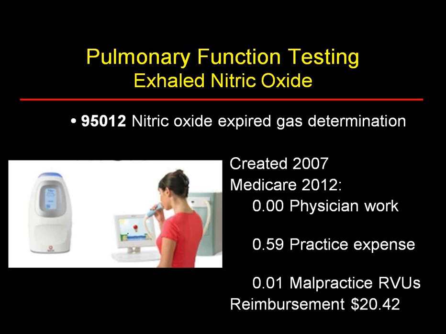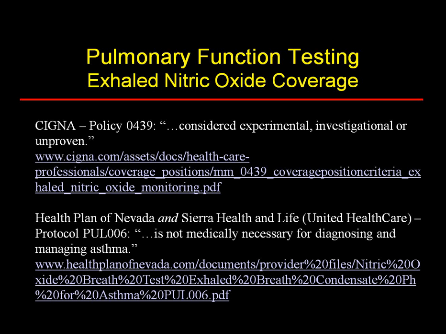And as we sit here having this webinar in December of 2012, Medicare doesn't recognize any physician work, with 0 RVUs for physician work, but recognizes 1/100th of an RVU for the malpractice expense and 59/100ths of an RVU for the practice expense or technical component of performing exhaled nitric oxide measurements, with a total reimbursement just over $20. Next slide, please.